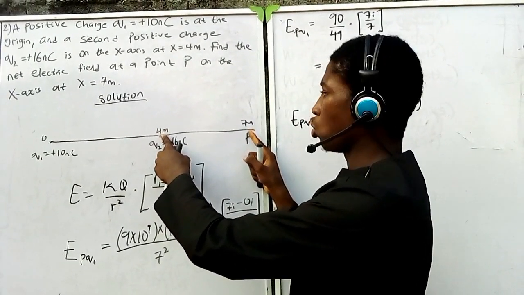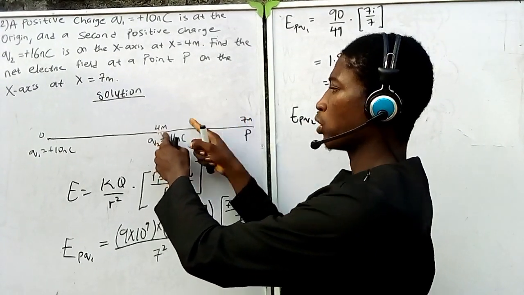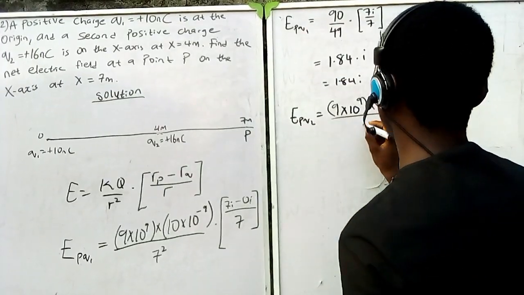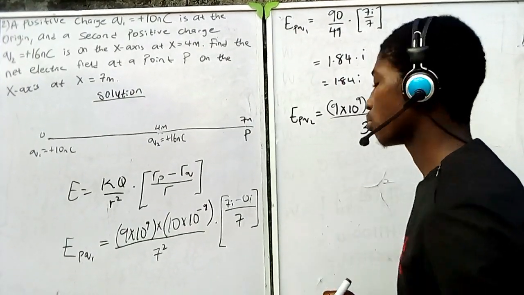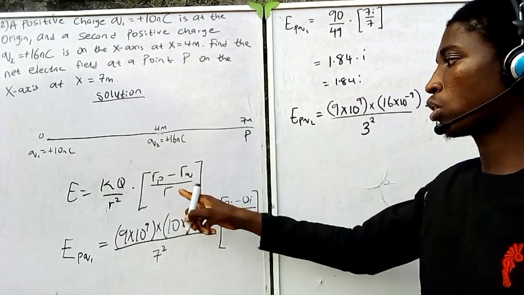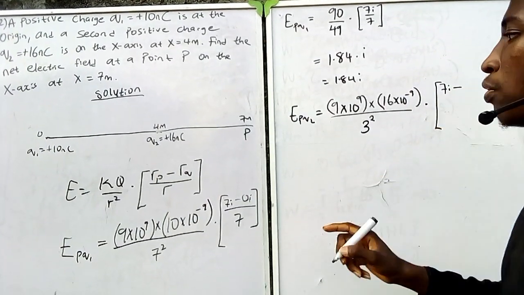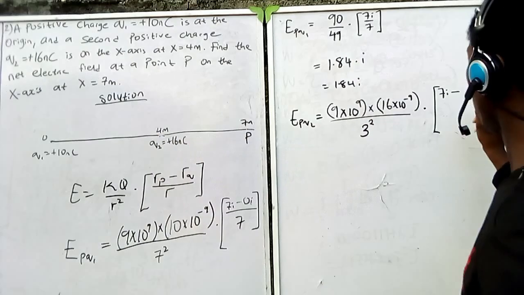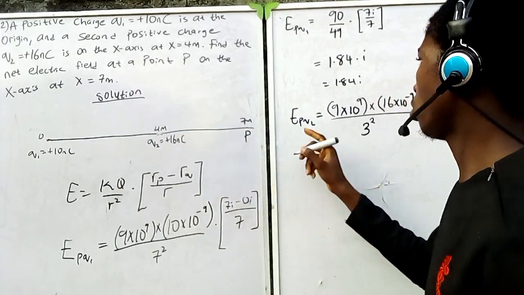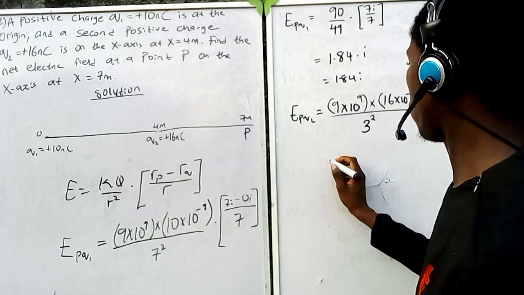Do you understand? So from 4 to 7, the distance between Q2 and P is 7 minus 4, and 7 minus 4 is 3 meters. This is 3 squared. Then multiplied by the vector now. What's the position vector of P? 7i still, right? What about for Q2? 4i. 4i, all divided by the distance between Q2 and P, which is 3. Right?